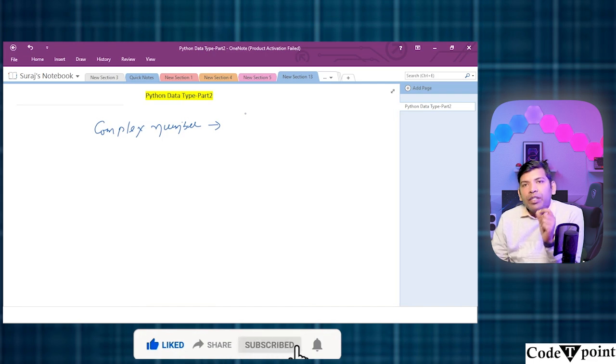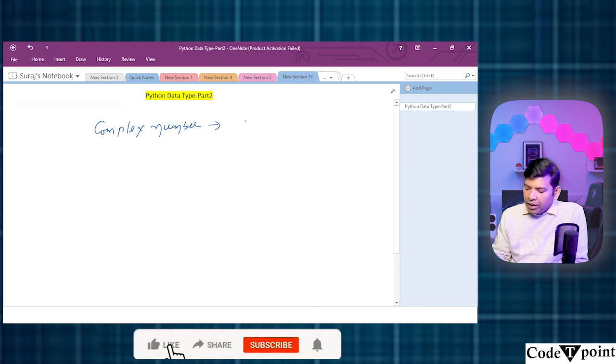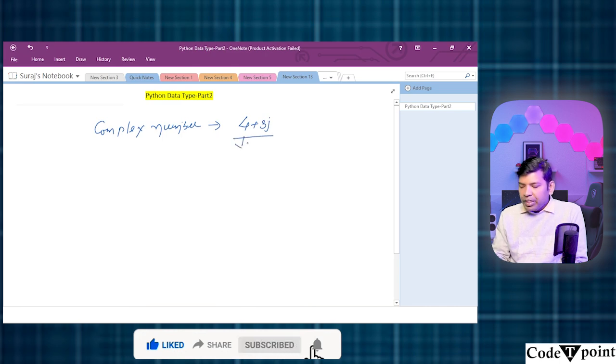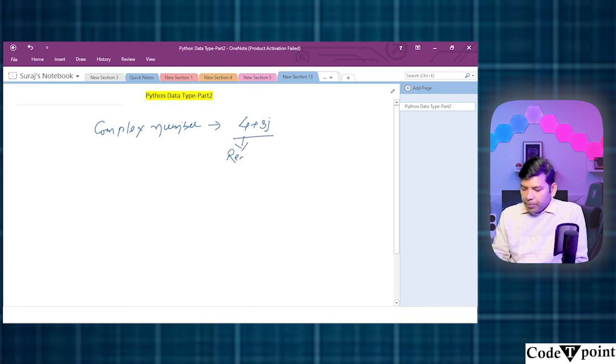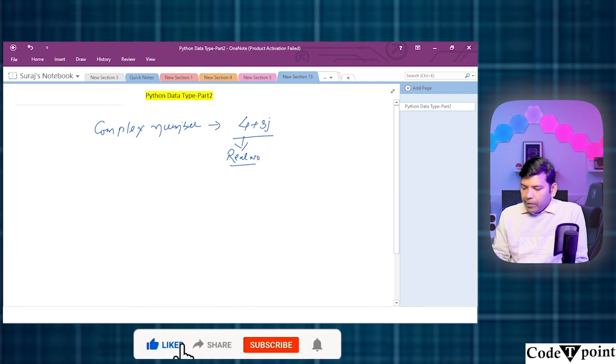So that is called a complex number. And how can you write this complex number? For example, I'm writing the complex number 4 plus 3j. So you can say here 4 is my real number and 3j is my imaginary part. I'm sorry guys, 3 is the imaginary number.